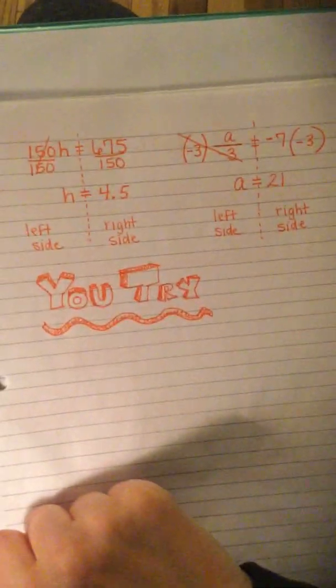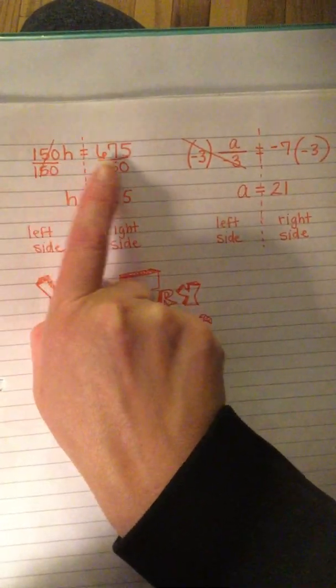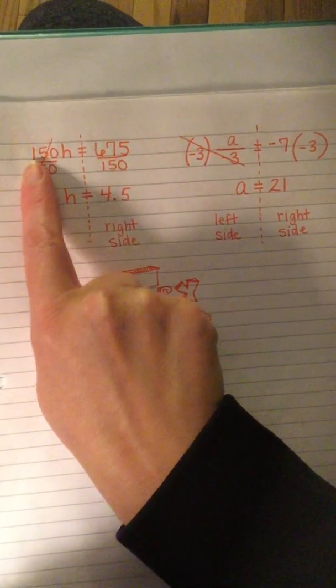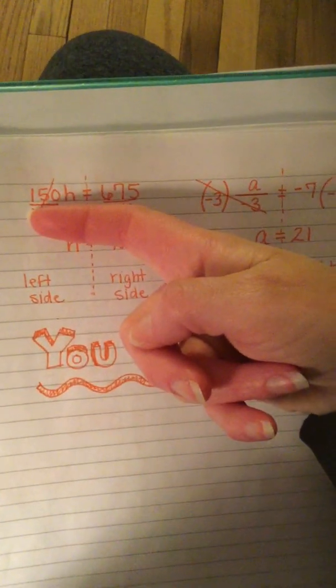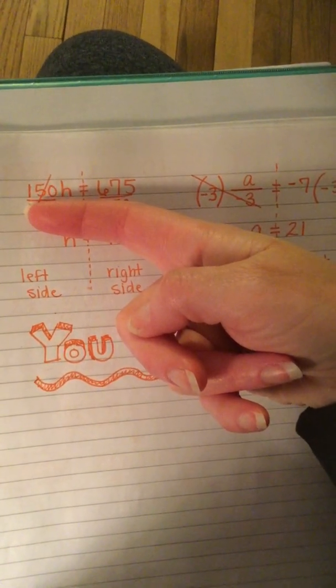Okay. So now we're going to practice one that has division. Division now will look like a fraction, okay? So this is the original problem right here: 150 times h equals 675.